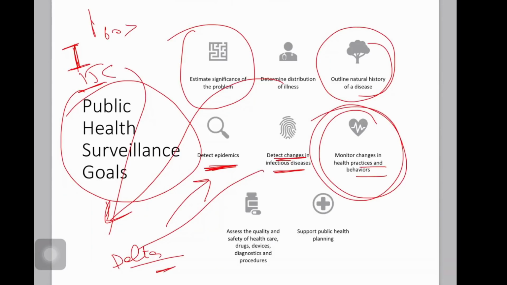Then also assessing, evaluating, monitoring the quality and safety of care, of the drugs, devices, diagnosis, procedures, PPTs, PPs, and other stuff, whatever is being used in the medical and healthcare setup. And last but not least is public health planning. So these are some of the top public health surveillance goals.